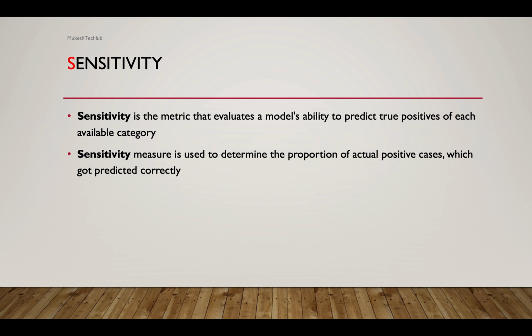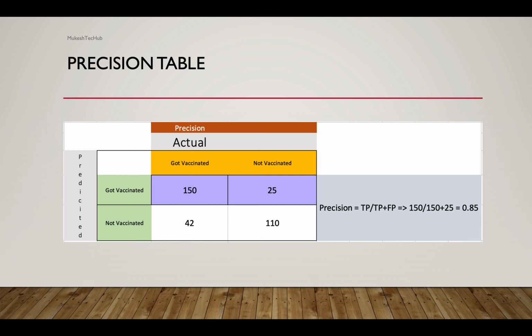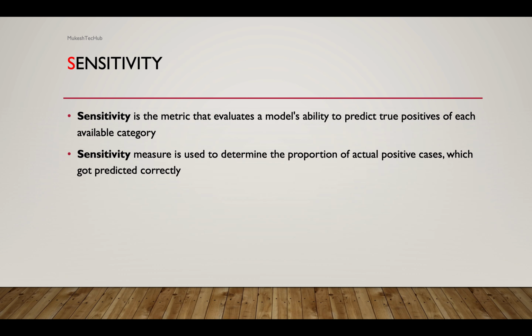So what does that mean? 85% of people, right? So this is the precision. Precision is the useful metric in cases where false positive is a higher concern than false negative, right? Now let's move forward to the next metric, that is sensitivity.